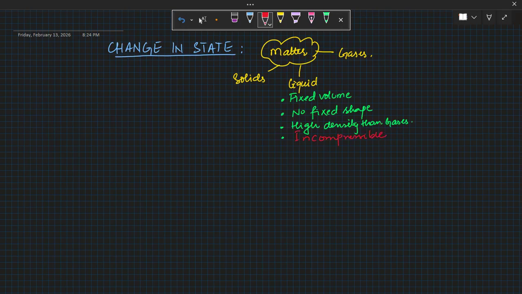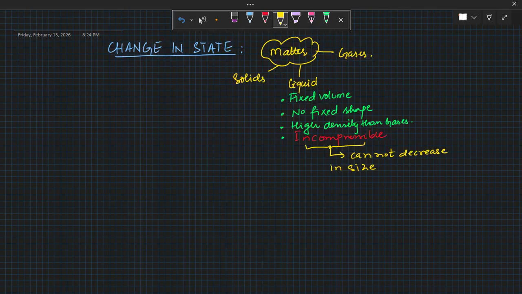And why are we saying incompressible? Because when we say compressible, that means it can decrease in size. So incompressible means that the thing cannot decrease in size. Clear?